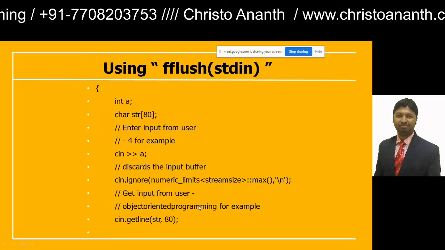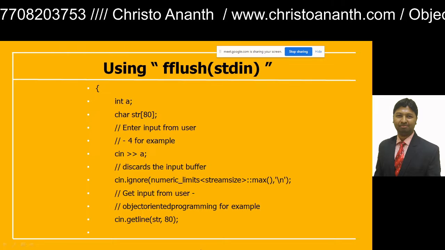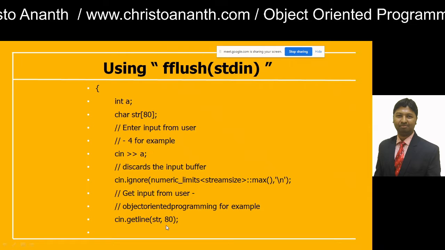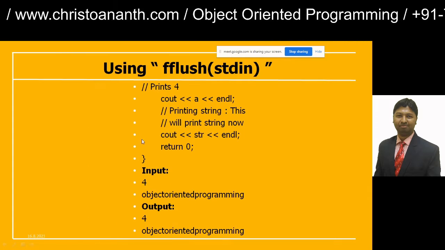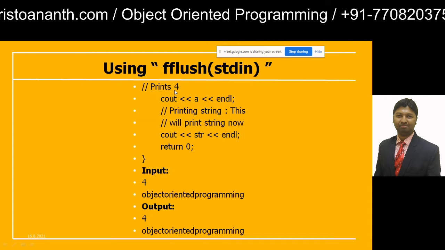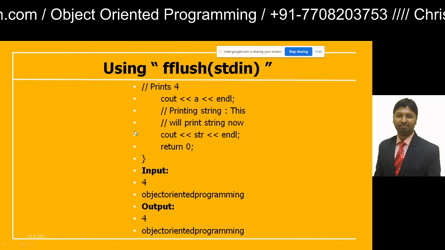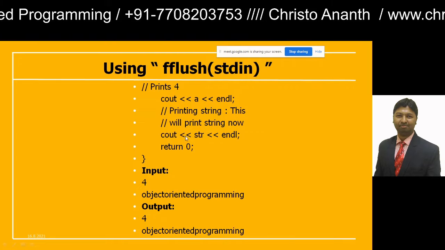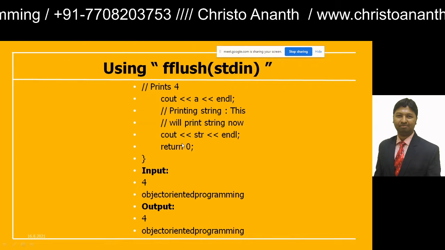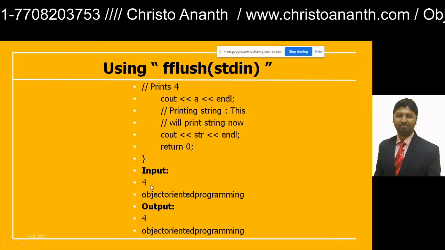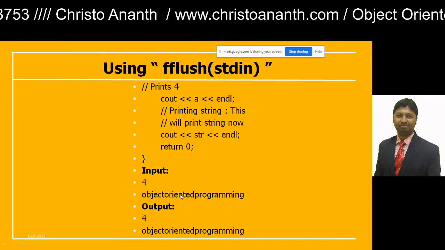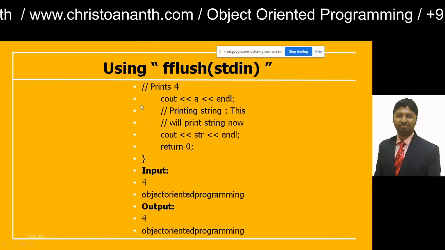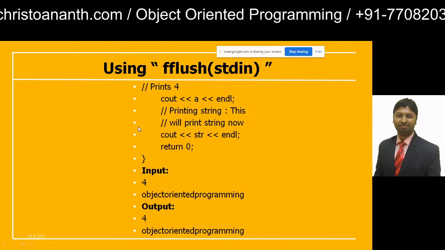And afterwards, you are going to get the input from the user, maybe like object-oriented programming, like cin.getline str, 80. So it's going to print 4 and the other string as well. So cout string, endl, and then it returns. So whenever you give the input as 4 and then object-oriented programming, it is going to display 4 and object-oriented.